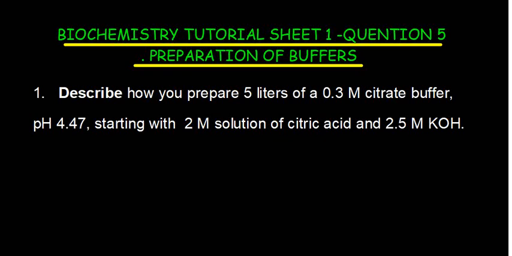There was this question that is saying, describe how you prepare 5 liters of a 0.3 molar citrate buffer with a pH of 4.47, starting with a 2 molar solution of citric acid and 2.5 molar potassium hydroxide. So I want to move step by step because I want you to have a better understanding of how you're supposed to go about the question and see how best we can assist one another.